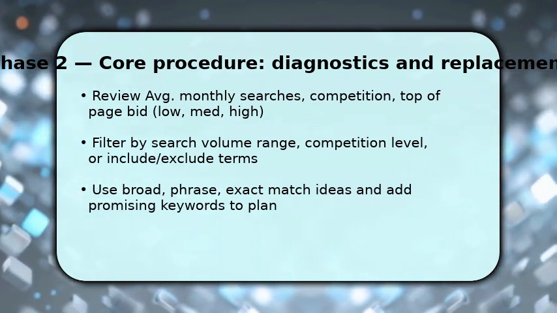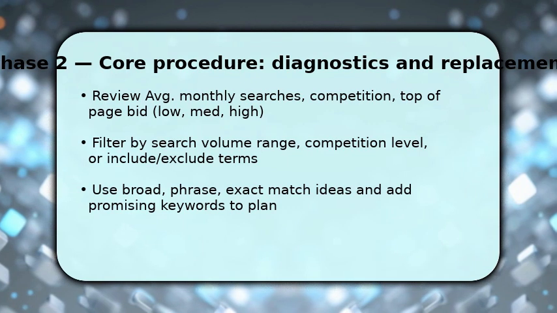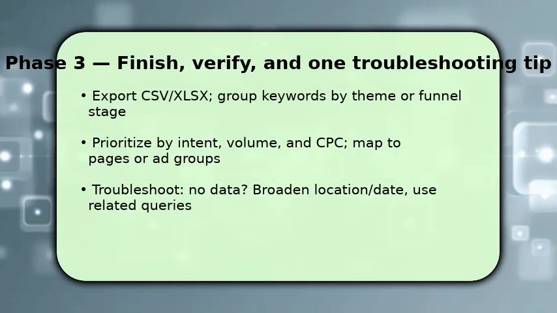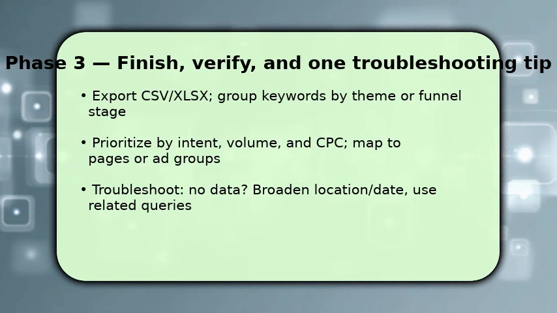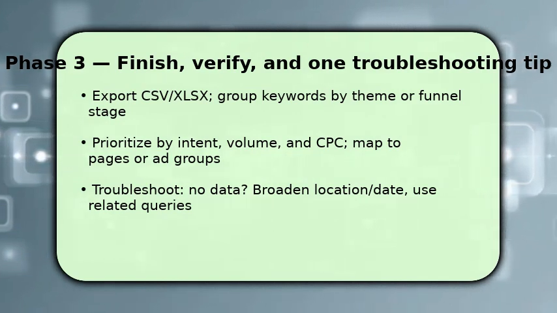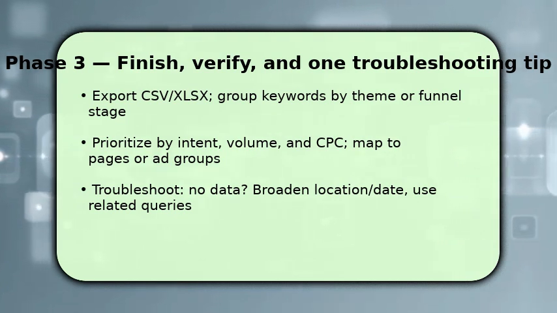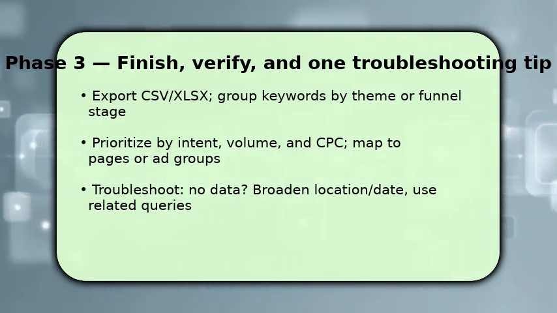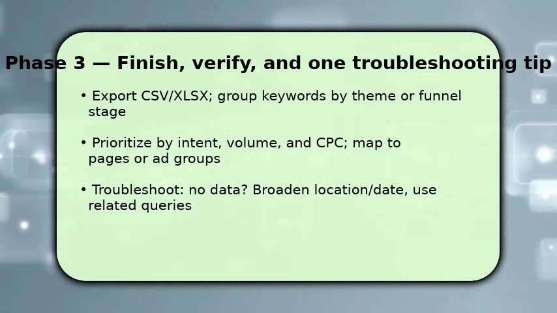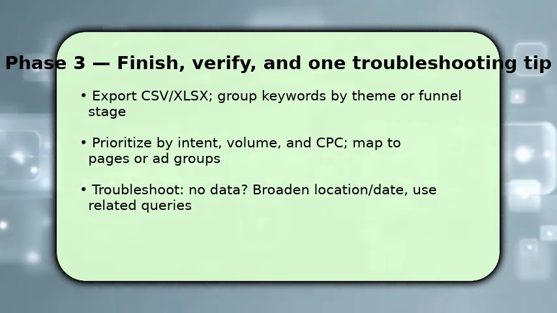You do this to prioritize terms that balance traffic potential, and finish by exporting your keyword list to CSV. You then group keywords into themes: informational, commercial, transactional, and map each group to a page or ad group. Prioritize by user intent, search volume, and estimated CPC so you target high-value opportunities first.